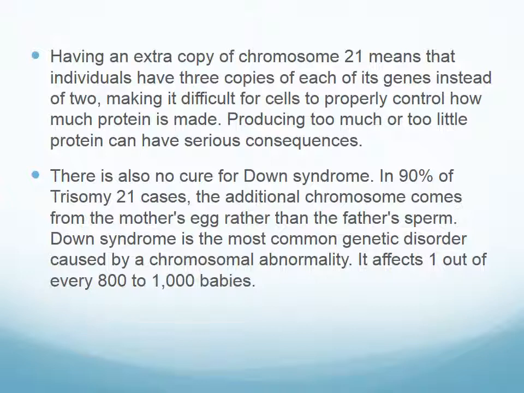So having an extra copy of chromosome 21 means that you have 3 copies of each of your genes instead of 2, making it difficult for cells to properly control how much protein is made. Producing too much or too little protein can have serious consequences. There is also no cure for Down syndrome. In 90% of trisomy 21 cases, the additional chromosome comes from the mother's egg rather than the father's sperm. Down syndrome is the most common genetic disorder. Caused by a chromosomal abnormality, it affects 1 out of every 800 to 1,000 babies.